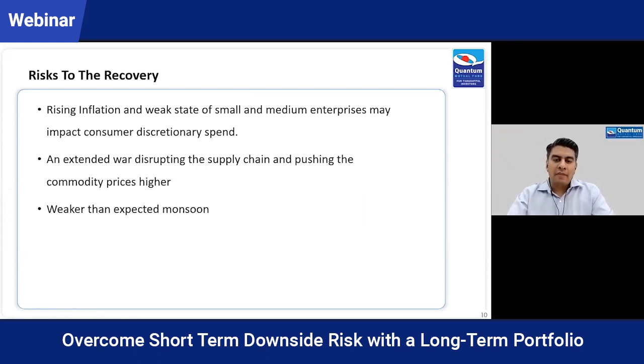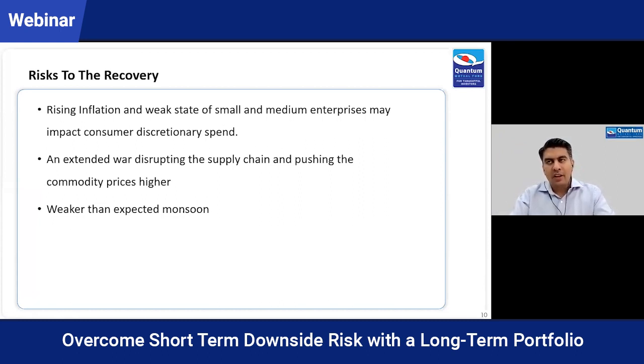At the same time, if we have a weaker than expected monsoon, even that could have an impact, because so far, in the inflationary pressures, the agricultural impact has been lesser. And if we have a weaker monsoon, then probably agri prices will also start moving up and lead to more stickiness in inflation and a higher uptick in inflation.